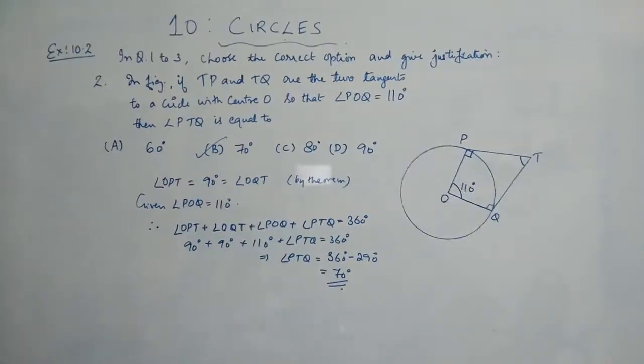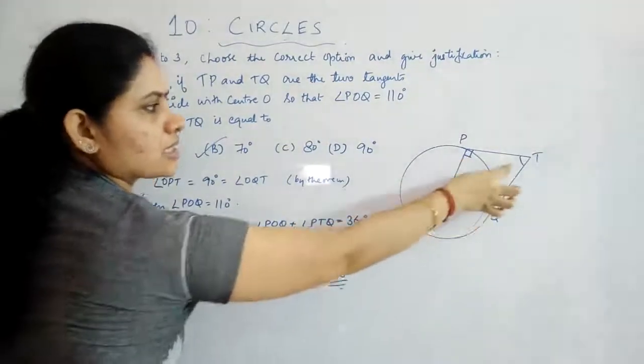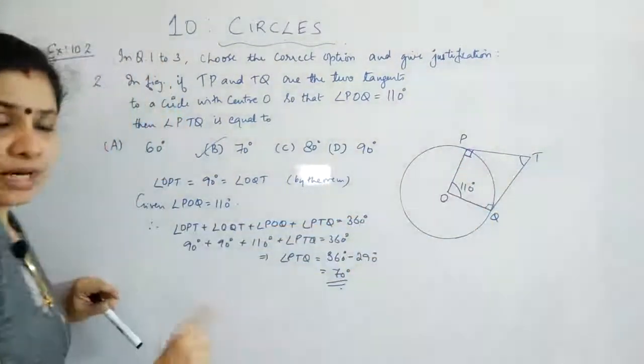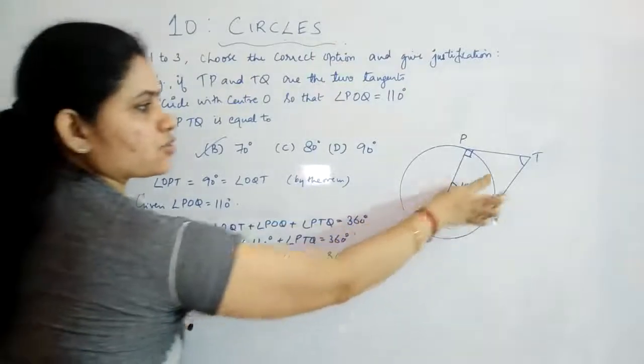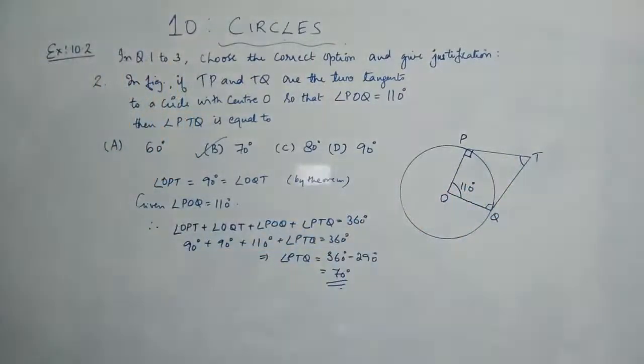Okay. Or else, since these two are 90s, that means 180. So you can just subtract 110 from 180 also, because these two sums should also give you 180. So it is 180 minus 110, which will give you 70 degrees.